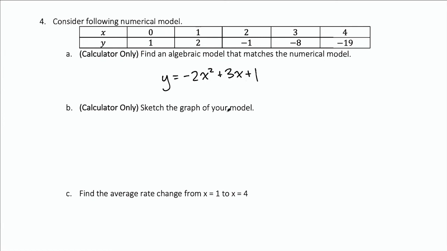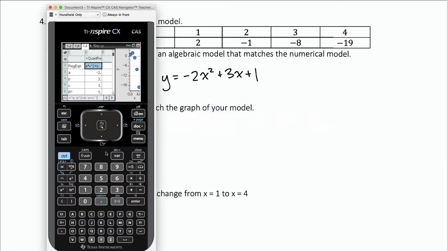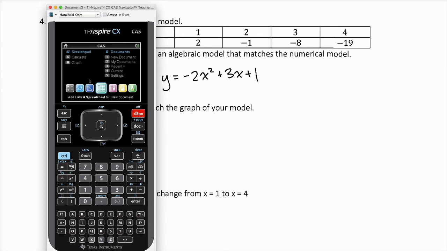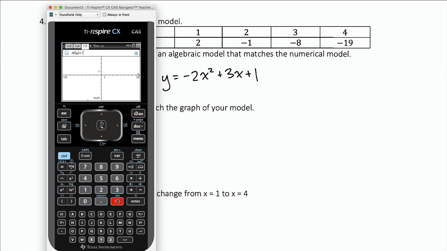We'd like to sketch the graph of the model, which of course we can do by just plotting this equation now. Let's go ahead and add a graph and plot that: -2x squared plus 3x plus 1. And there's our plot. You can go ahead and draw that in here.